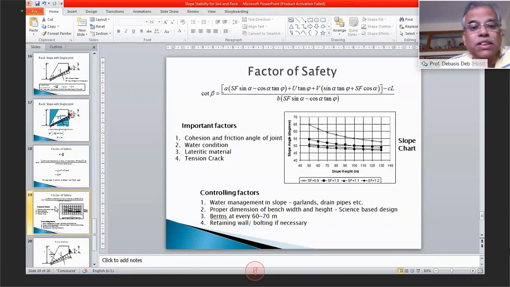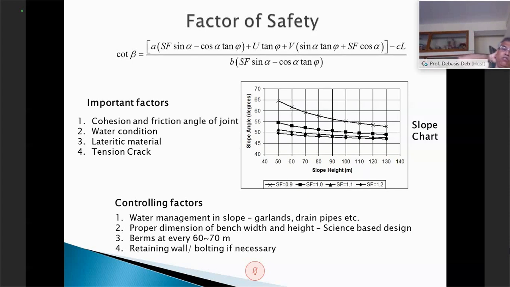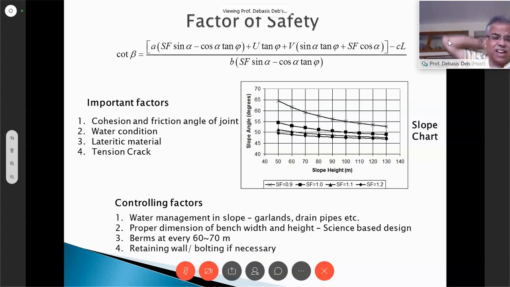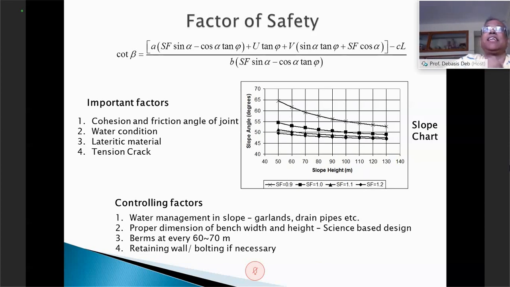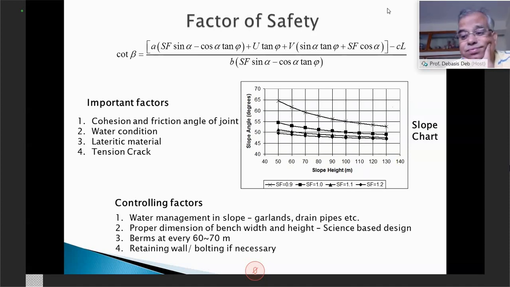Okay, now I come to the cohesion and friction angle. How do I find the cohesion and friction angle of the discontinuity plane? Can you give any idea? How will we find it out? How can we find out the cohesion and friction angle of the joint which is existing in the field?